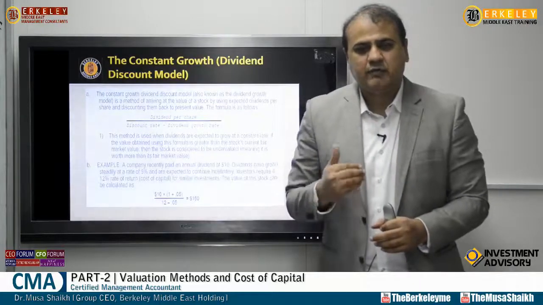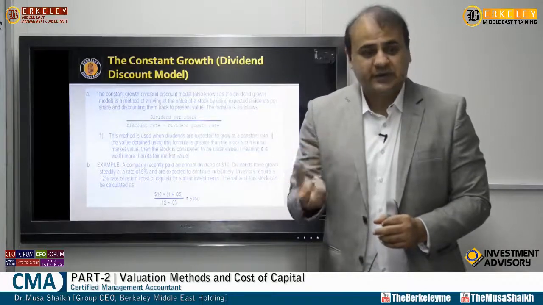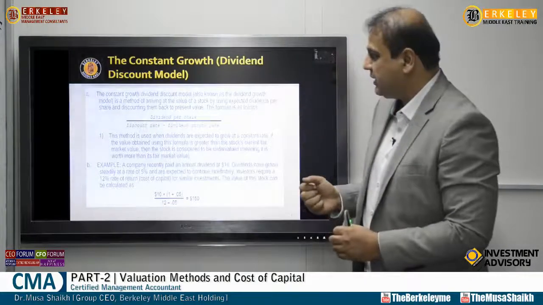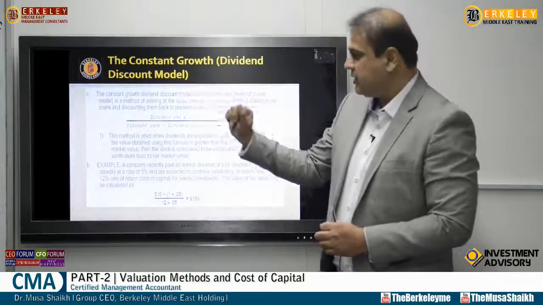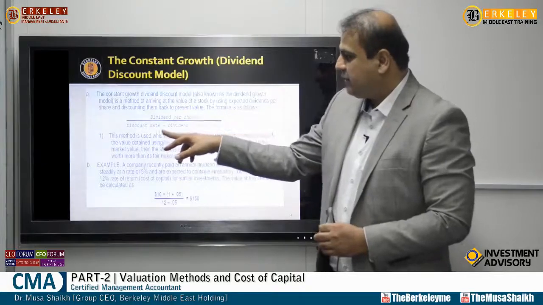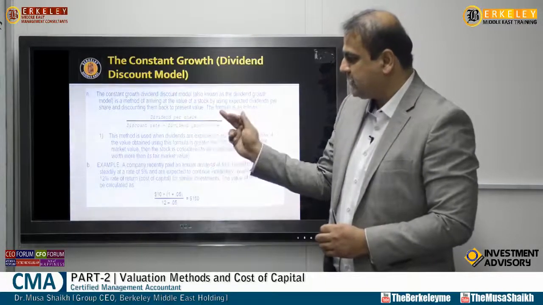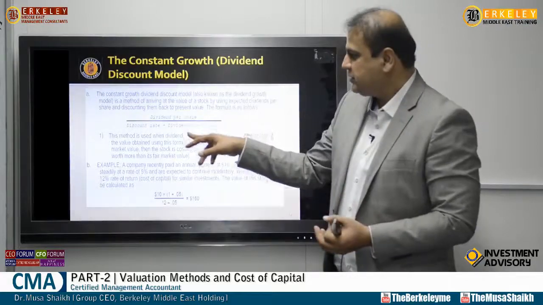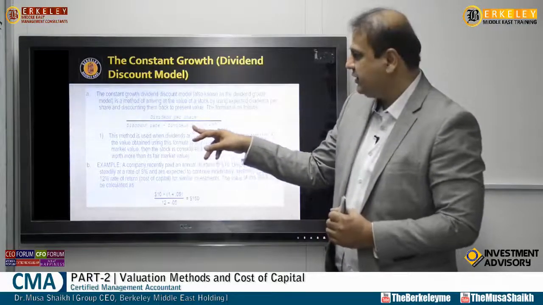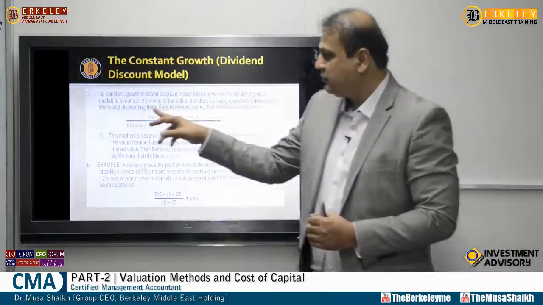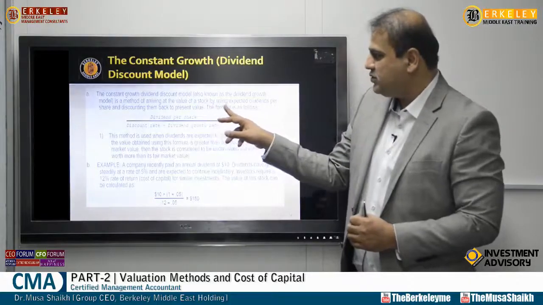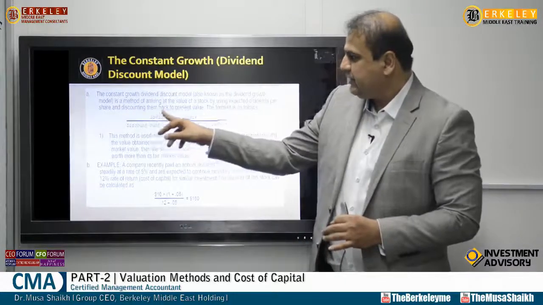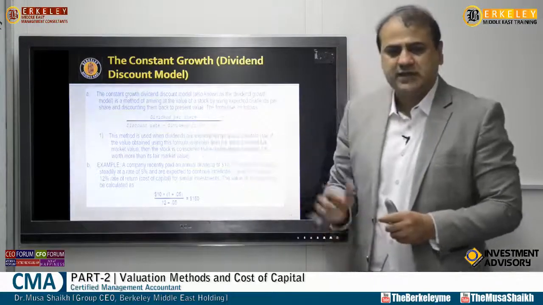Because if we do not give a proper dividend to the shareholders, they may pull out their money from our company. So dividend policies are really, really important, and that's why we calculate the constant growth dividend discount model. How does it work? We take the dividend per share and divide by the discount rate minus the dividend growth rate. For example, if your discount rate is 12% and your dividend growth rate is 5%, this is how we plug the figures in. The constant dividend discount model, also called the dividend growth model, is a method of arriving at the value of stock by using expected dividend per share, discounting them back to the present values. The formula is as I told you.